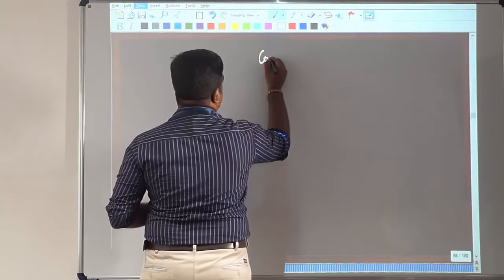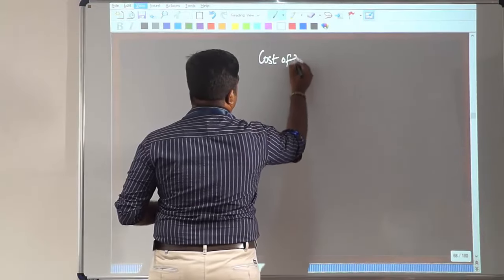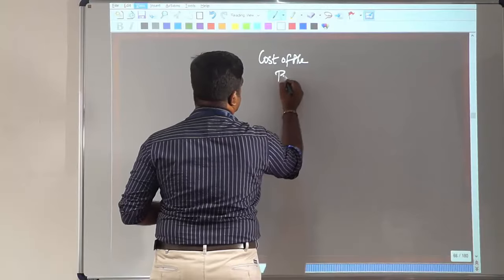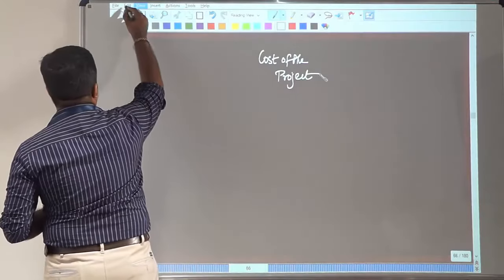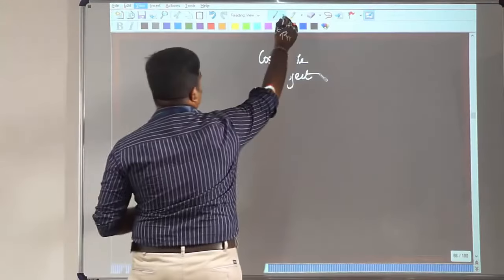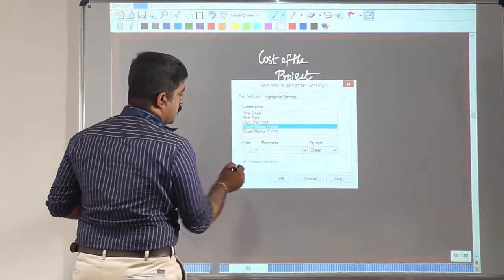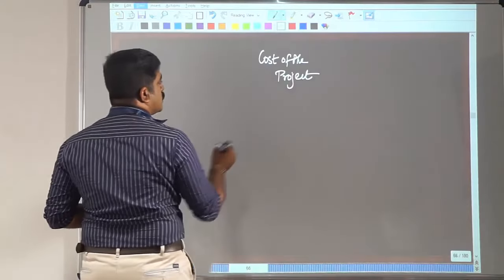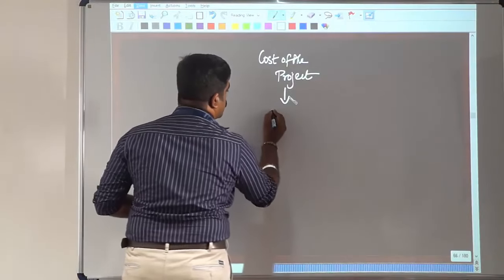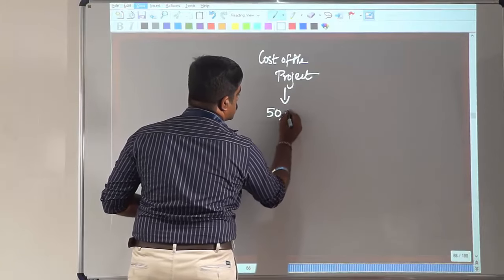What is the cost of the project? Cost of the project. Let me make a small change in my pen settings. Excuse me. Yeah, so I'll select the pointed one. Okay, fine. So what is my cost of the project? My cost of project works out to 50 lakhs.